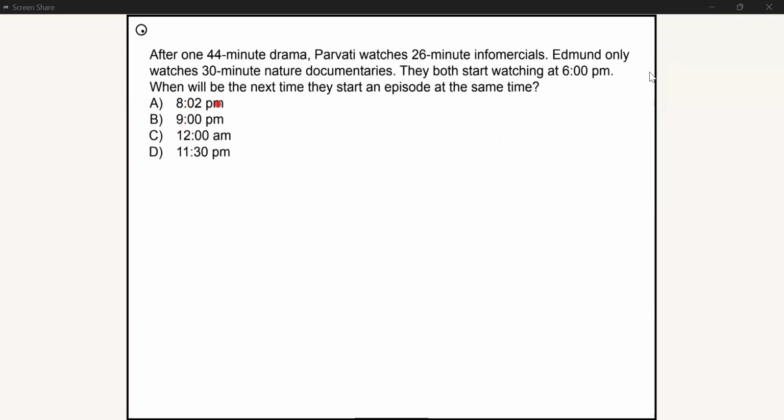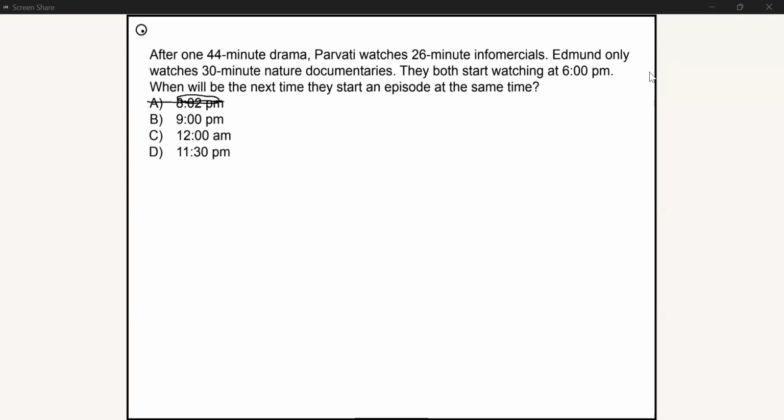Because if it's starting at 6 p.m. and Edmund is going every 30 minutes, it has to be a multiple of a 30-minute thing. So 8:02 just is the odd man out. Take that out. Maybe there's some weird thing and that's the answer, but it's highly unlikely.